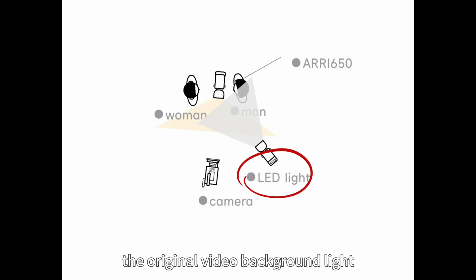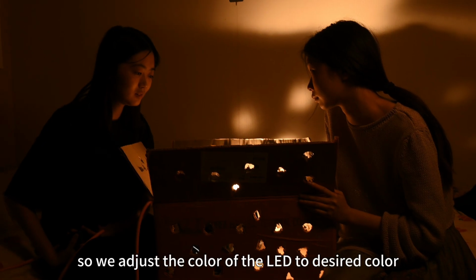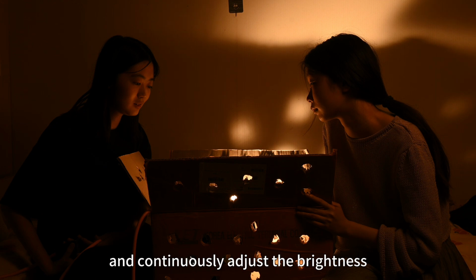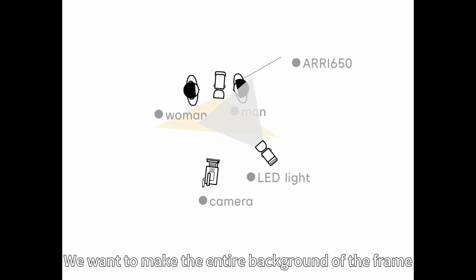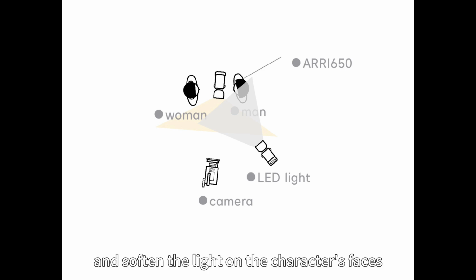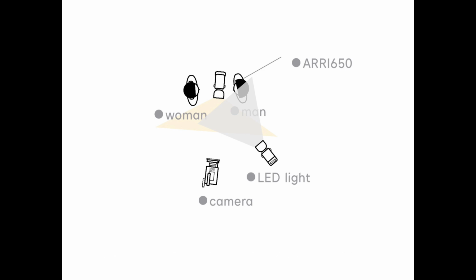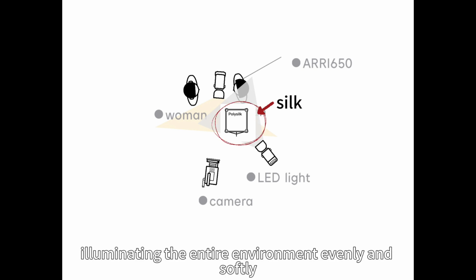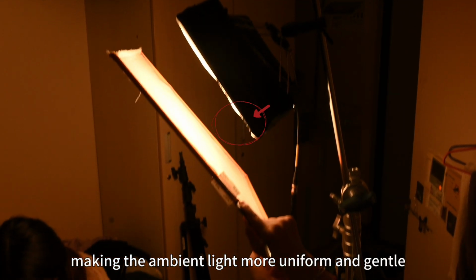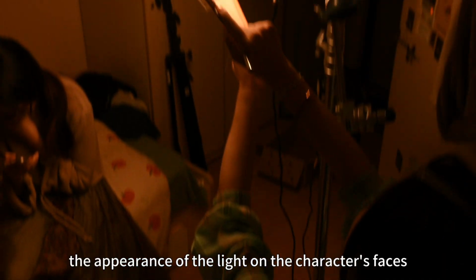We can see that the original video background light is also warm yellow, so we adjust the color of the LED to the desired color and continuously adjust the brightness until it meets our needs. We want to make the entire background of the frame more harmonious and soften the light on the characters' faces. Therefore, we place a silk in front of the LED light to let the light pass through the diffusion panel, illuminating the entire environment evenly and softly, making the ambient light more uniform and gentle, and improving the appearance of the light on the characters' faces.